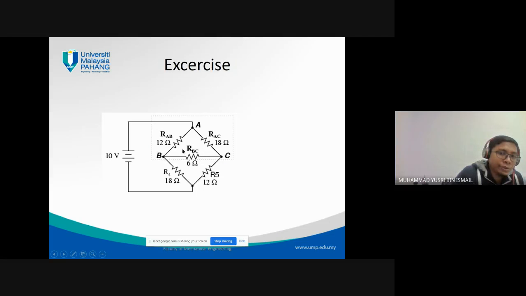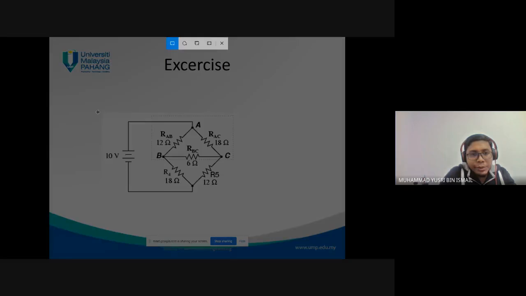Now we try to solve this exercise. In this case, as you can see, it is a delta transformation. So if it is in a delta form, you cannot directly determine the current flowing from this positive to the negative side. So in order to determine the current flowing through the circuit, you need to eliminate the resistance element RBC. So in this case, it is a delta to Y transformation. Let's do this together.